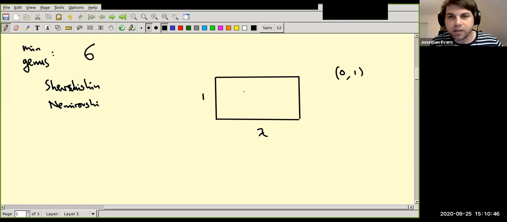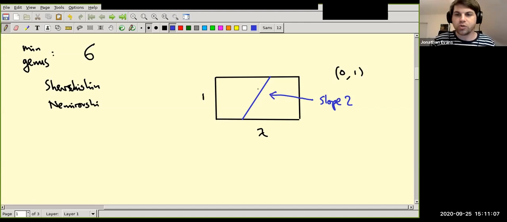So I claim that there is a Lagrangian Klein bottle in this class, and I can also draw a picture of that. So here's a picture of the Klein bottle. It's this blue line. So this line has slope 2. What I'm drawing here is the projection of a Lagrangian Klein bottle to the moment polytope via the moment map. So how do I know there's a Klein bottle there? Well, remember the fibers of the moment map are tori, so let me draw a torus.